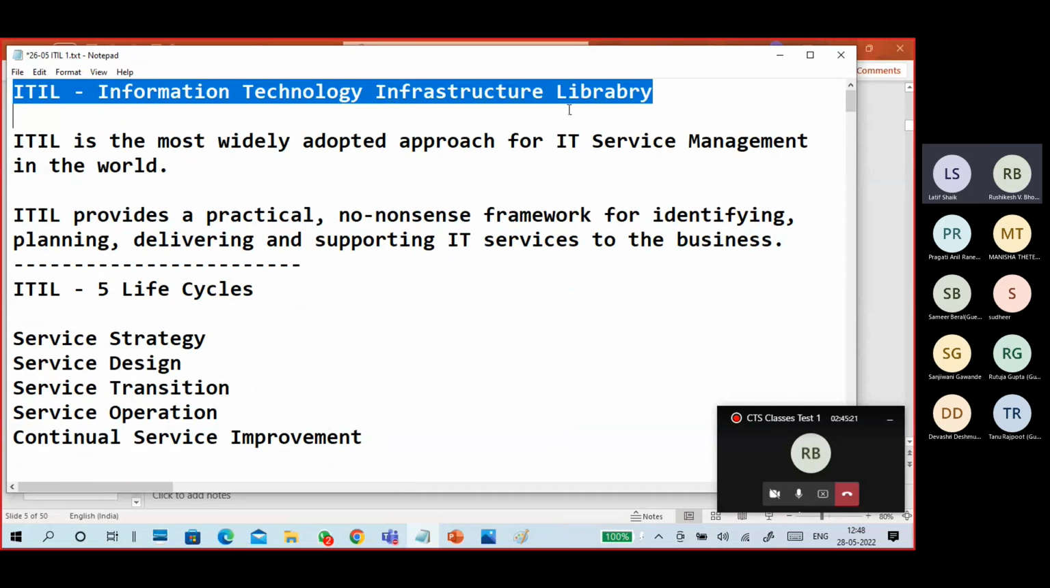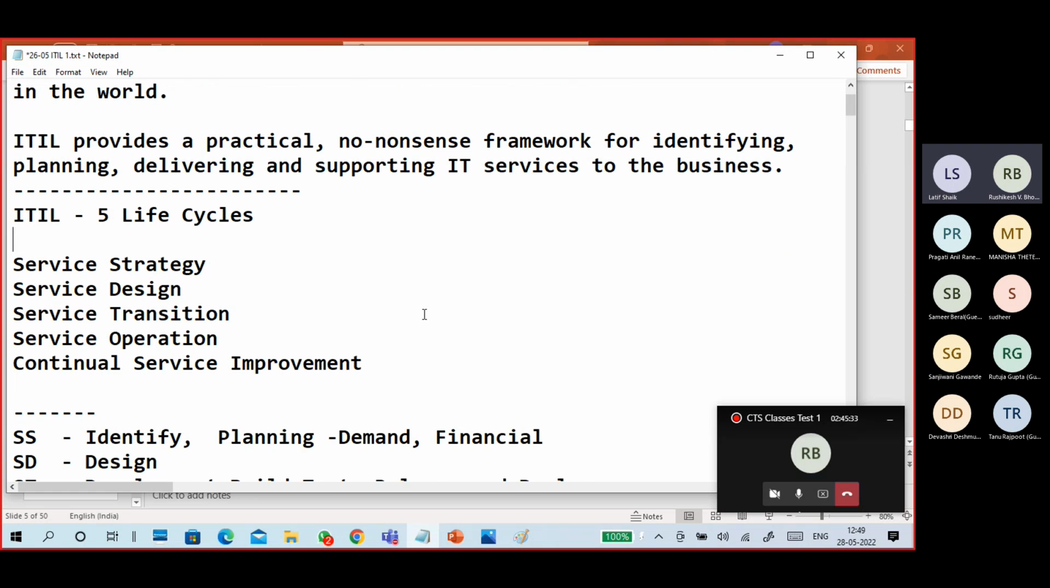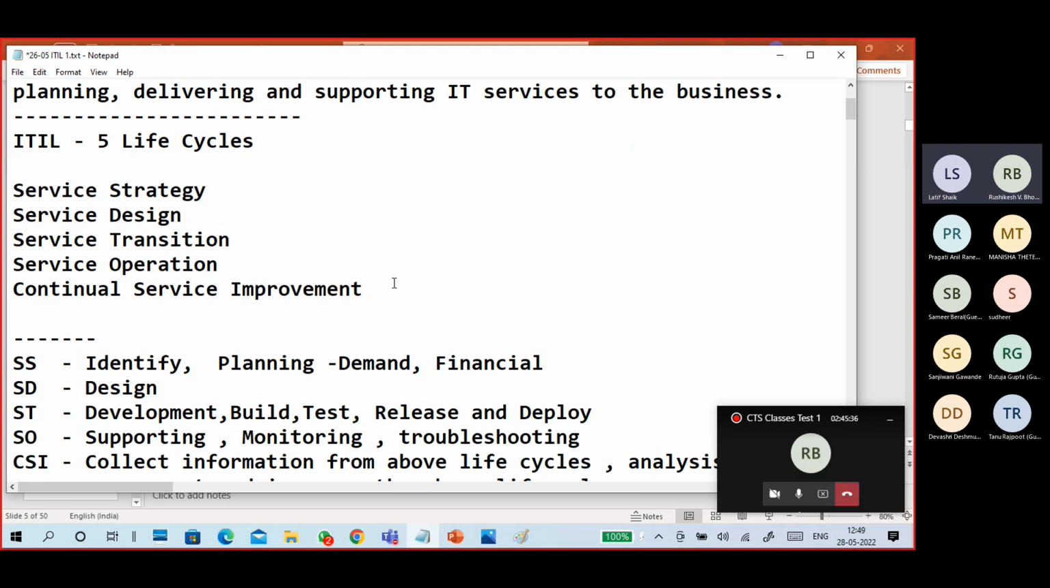What is ITIL? IT Infrastructure Library. ITIL provides a practical, no-nonsense framework for identifying, planning, delivering, and supporting IT services to the business. ITIL has 5 life cycles: service strategy, service design, service transition, service operation, continual service improvement.